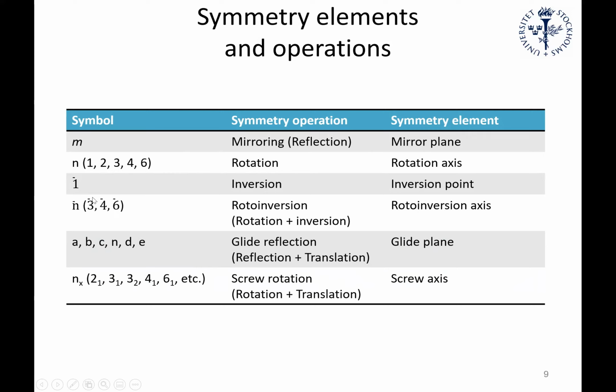Roto-inversion, again, is a number like 3, 4, 6, but with a bar over it. So 3 bar, 4 bar, 6 bar. We don't call it -3, -4, -6. 3 bar is the correct way of saying it. Other lowercase letters like a, b, c, n, d, e correspond to glide planes. And sometimes we see numbers with another number in subscript. These are screw axes. And some of these symbols you'll see in the space group names.